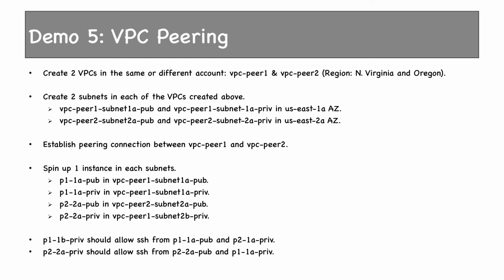This will be a demonstration scenario. We'll create two VPCs in two different regions, North Virginia and Oregon. The name of the VPC should be VPC peer 1 and VPC peer 2. We'll create two subnets in each of the VPCs mentioned above. We'll have one public and one private subnet in each of the AZs. We'll establish peering connection between VPC peer 1 and VPC peer 2. We'll spin up 4 instances in total, one in each of the subnets mentioned above. And then we'll allow some traffic to go in and out from these EC2 instances.